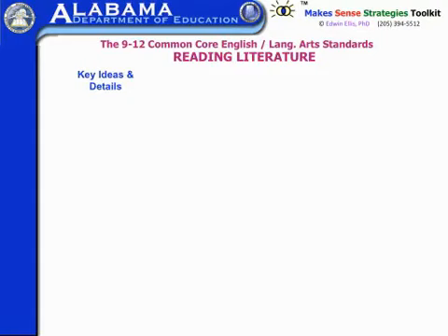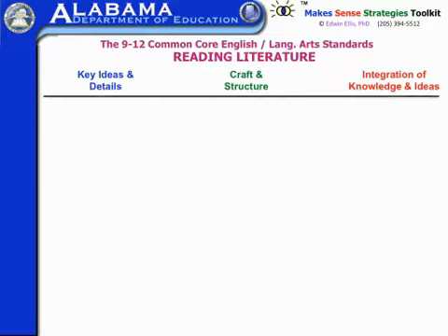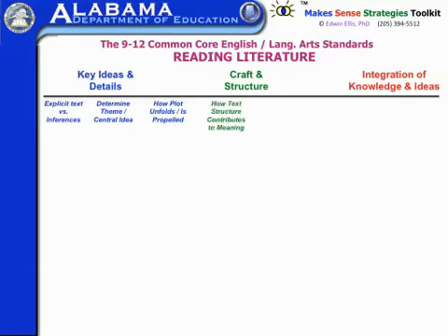So in the area of reading literature, there are three main categories of standards: key ideas and details, craft and structure, and integration of knowledge and ideas. Now, each of those categories has a series of strands of standards, and the first one deals with being able to differentiate between explicit text and inferences about the text, determining the theme and central idea, and how plot unfolds and is propelled. Likewise, with craft and structure, there's how text structure contributes to meaning, point of view, comparing variances with literature, and comparing genres.